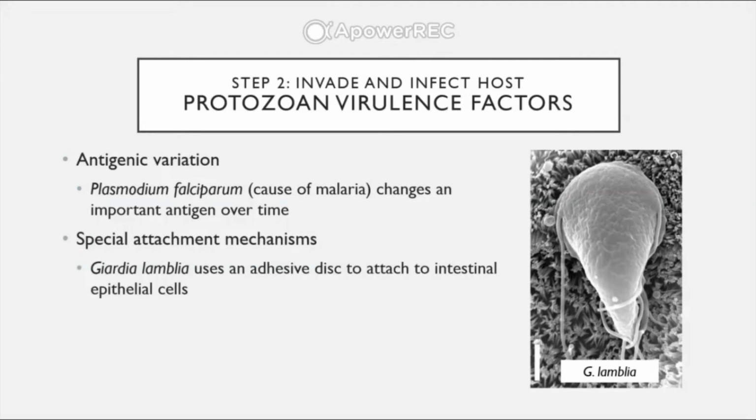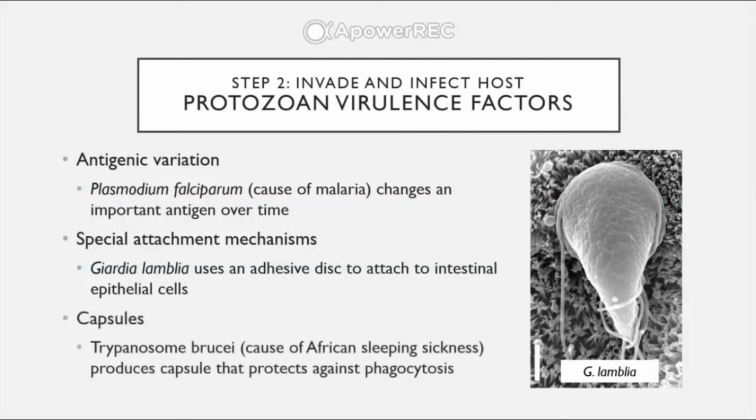We have special attachment mechanisms. In Giardia lamblia, they can use an adhesive disc to attach to the intestinal epithelial cells. Then we have capsules. So Trypanosoma brucei, which causes African sleeping sickness, can produce capsules that protect itself from phagocytosis.